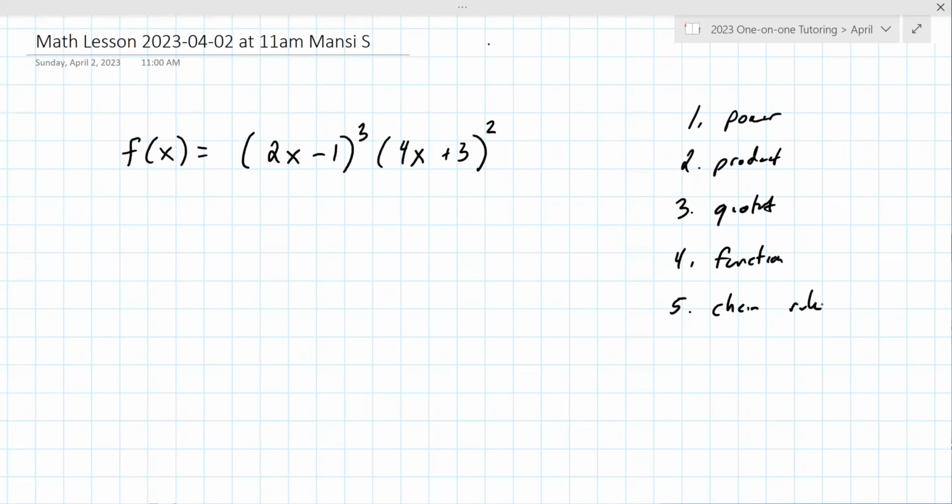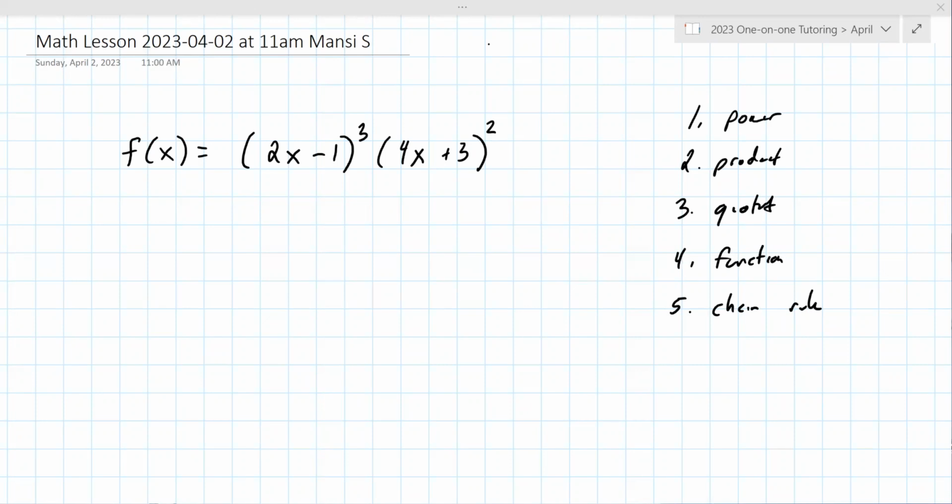So what stands out to you here? What do you see in terms of how to take a derivative of something like this? To do chain rule and product rule. Yes, and start with product rule here.